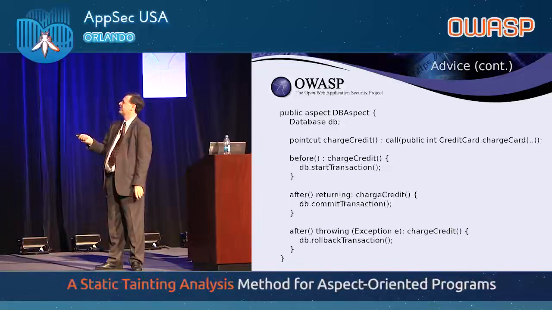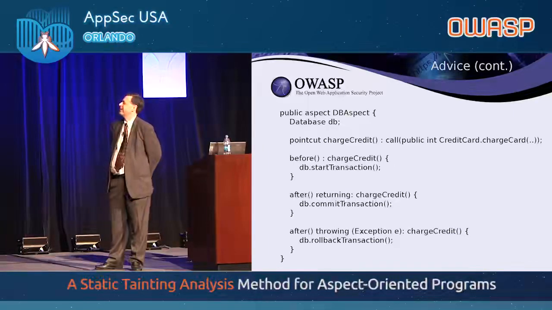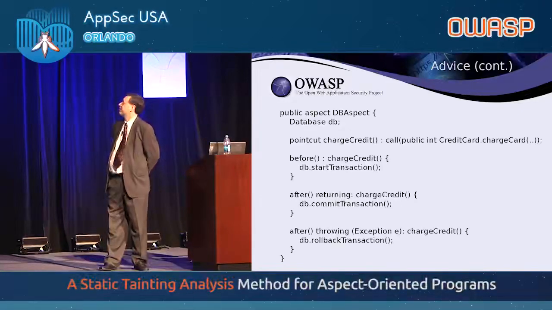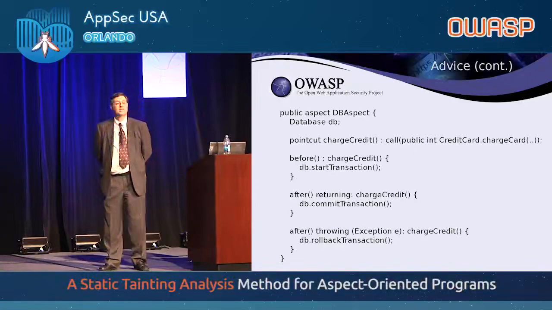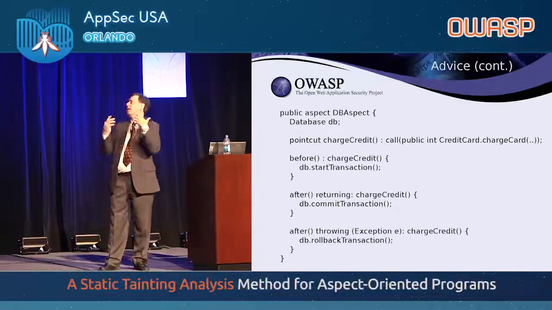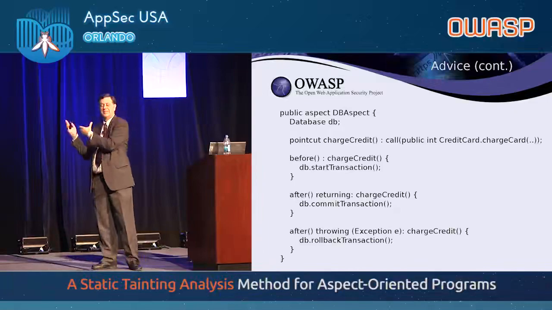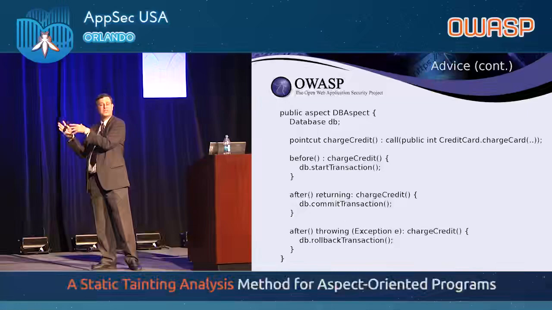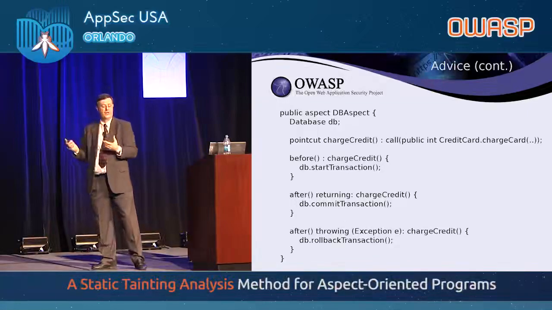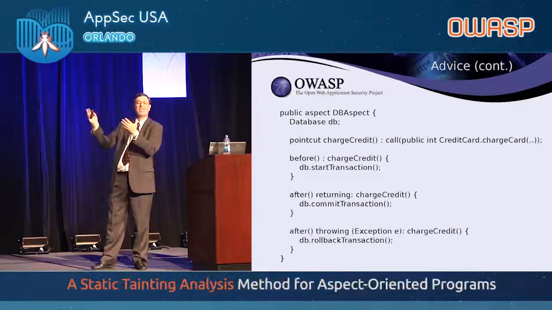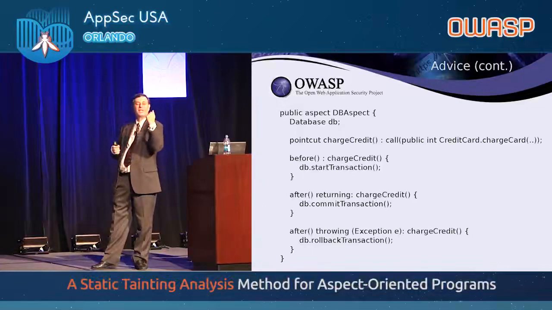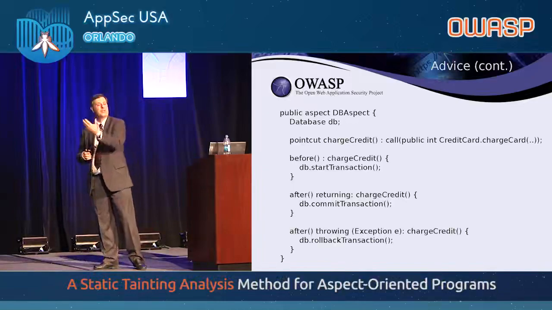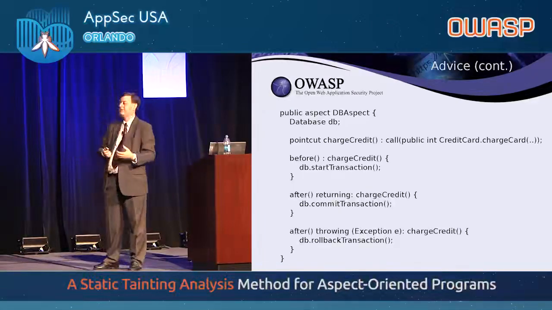And it's essentially, if you think of this, what's on the right-hand side says that it's a call with public int creditcard.chargecard. In this case, it says I'm going to match the signature of any method in the credit card class with the charge card method. Now, there could be wildcards at any point here. I could match anything that's private or public. I could match anything that returns any value. It could be an integer, it could be a string, it could be void.